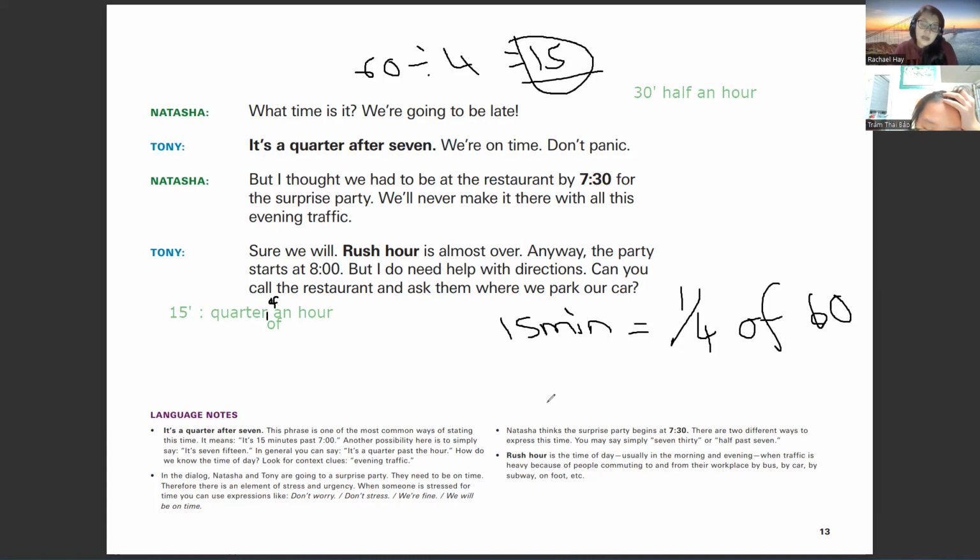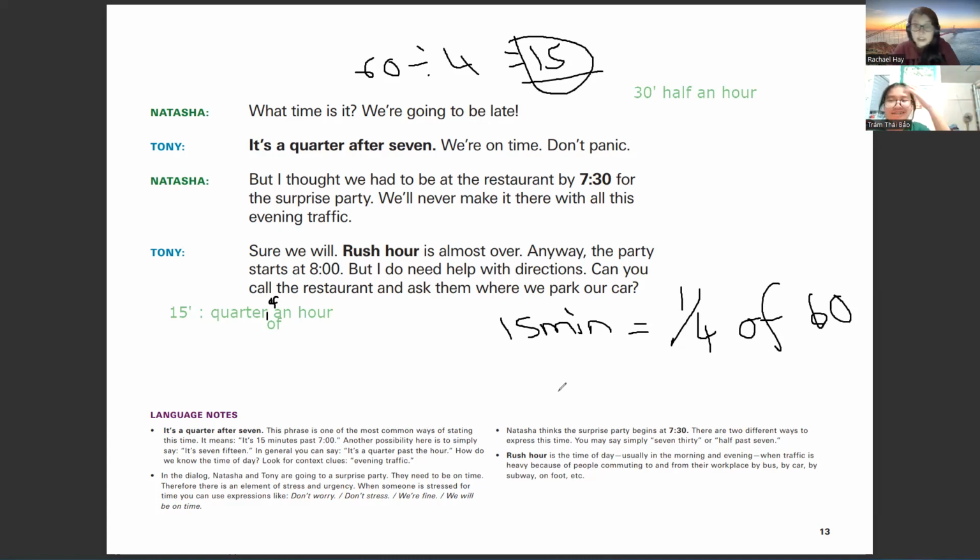Over here, Natasha thinks the surprise party begins at 7:30. There are two different ways to express this time. You may simply say 7:30 or half past 7. When you try and say half past something, do you use 7:30 or half past 7? I usually say 7:30. Okay, good.